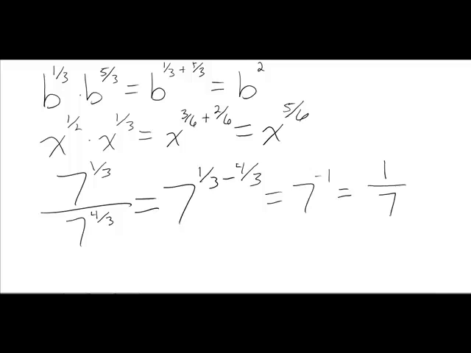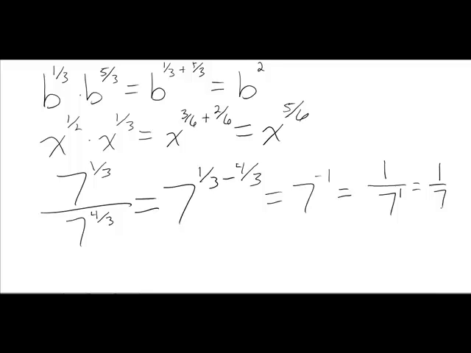1 over 7 to the 1. 7 to the 1 is 7. In case anybody's wondering what happened there, if I went too quick, let me just add that in. We flipped it down to the bottom so that we had a positive exponent, and then 7 to the 1st power is just 7.